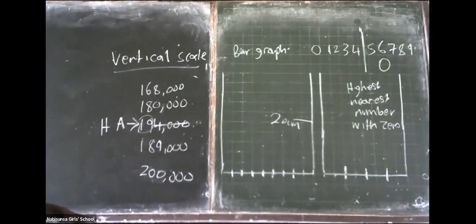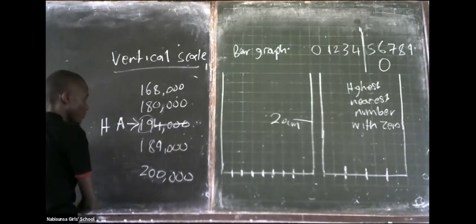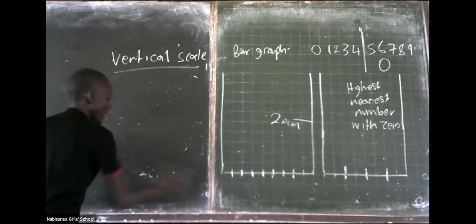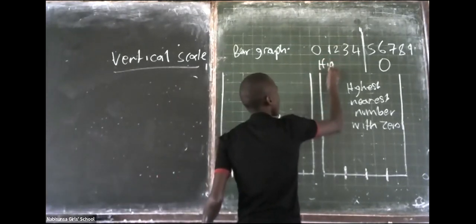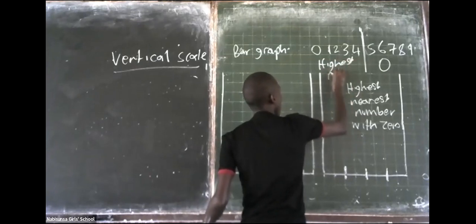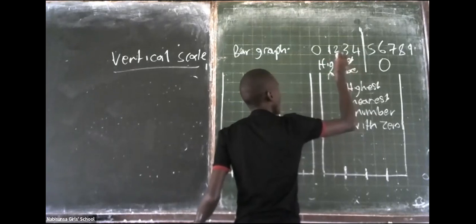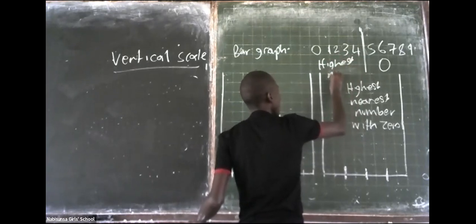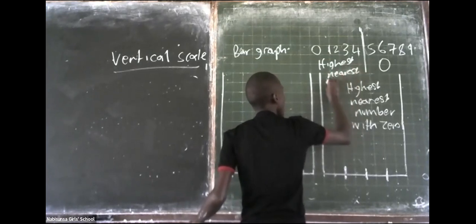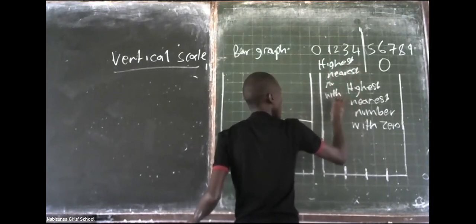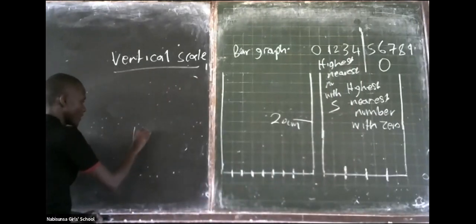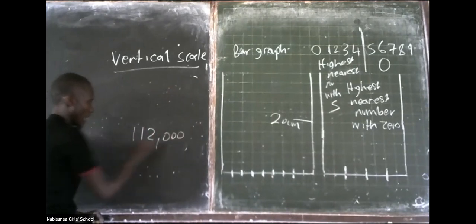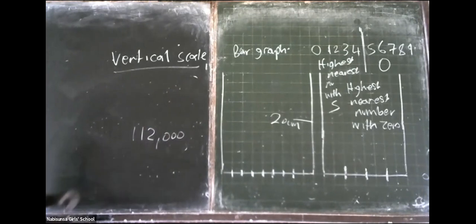Yes. Now, let me remove these ones. What I'm trying to mean, for this one we also use the highest nearest number with 5. This one below. For example, when I get a number which is having 1, 1, 2, 1, 0, 0, actually this is the highest. Which number am I going to use?